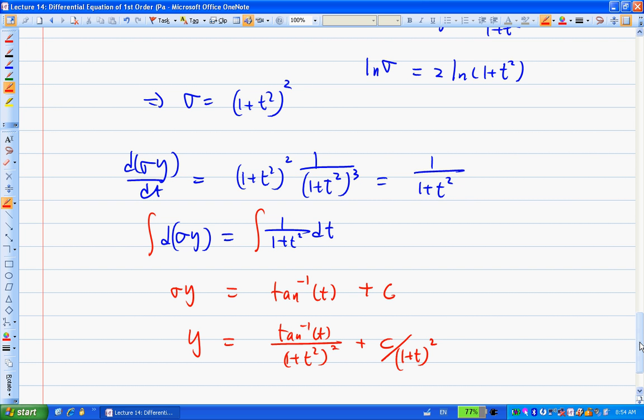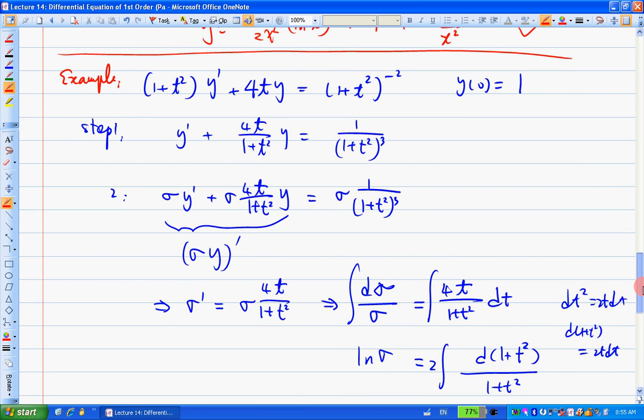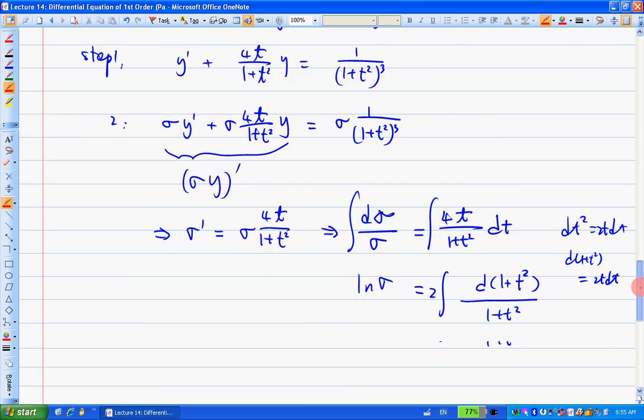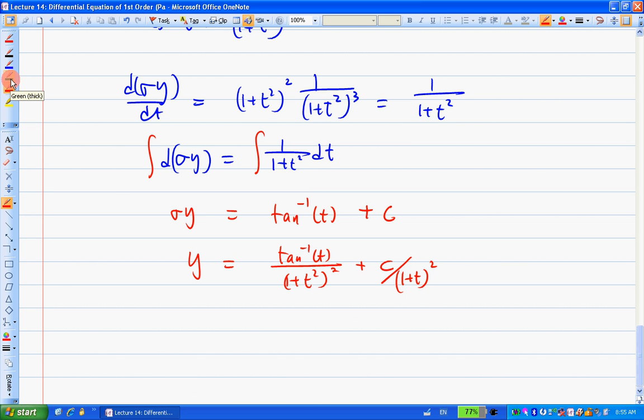And we were given an initial condition, so we can apply the initial condition to solve for the constant c. The initial condition is y(0) = 1. Then what we do is, right from here, you let t equal 0.